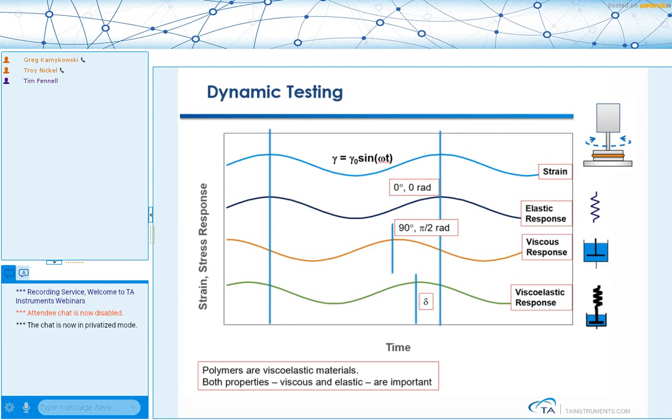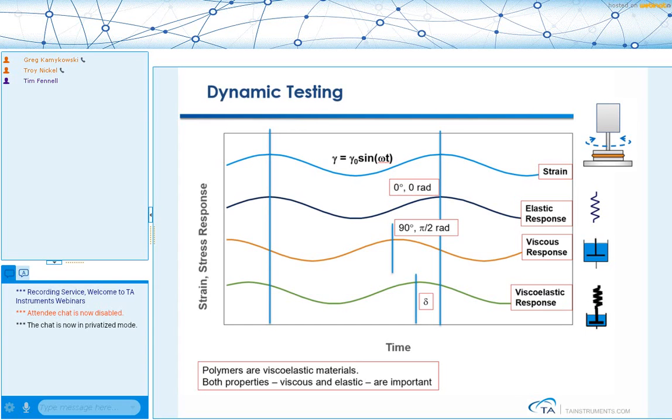So let's just say that we are imposing a sinusoidal strain with an amplitude of gamma 0 and an angular frequency of omega. A lot of the times we will think about frequency in terms of cycles per second, but in this case we're looking at it in radians per second, and the conversion factor is 2 pi, or 6.28. So 1 hertz, 1 cycle per second, is 6.28 radians per second.